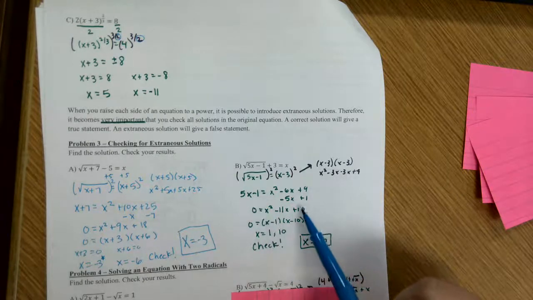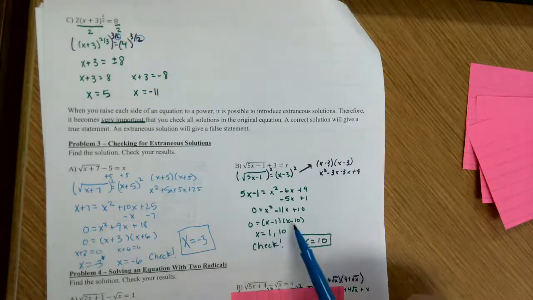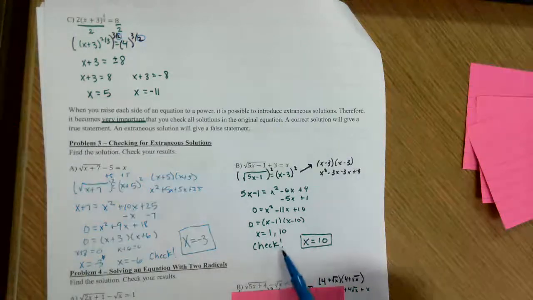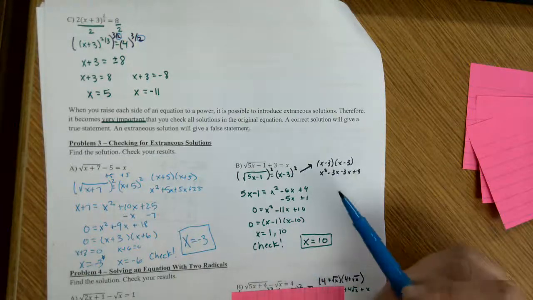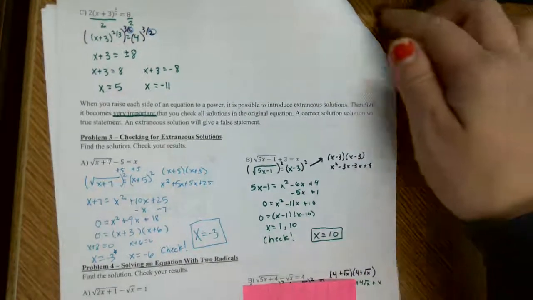Move everything over. I factor. So I have x minus 1, x minus 10. Set both of those equal to 0. So x minus 1 equals 0, gives me x equals 1. x minus 10 equal to 0, x equals 10. You have to check. And if you're going to check, you're just going to have x equals 10. That's the only one that works.